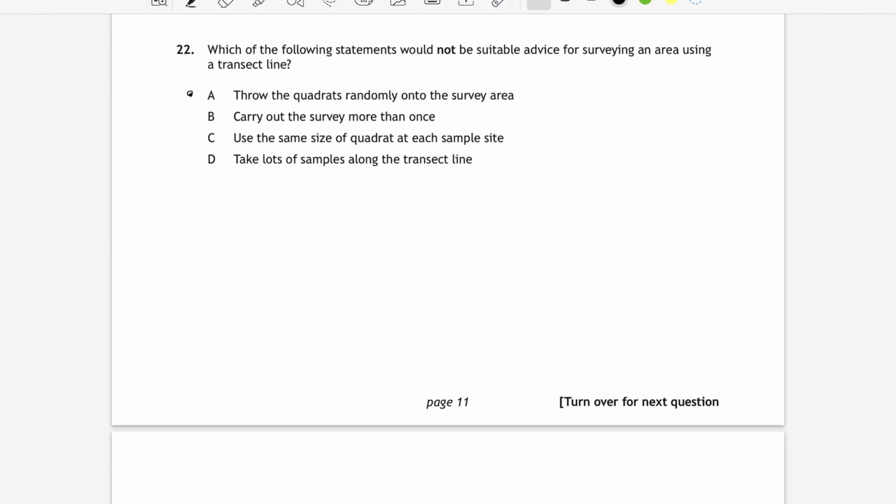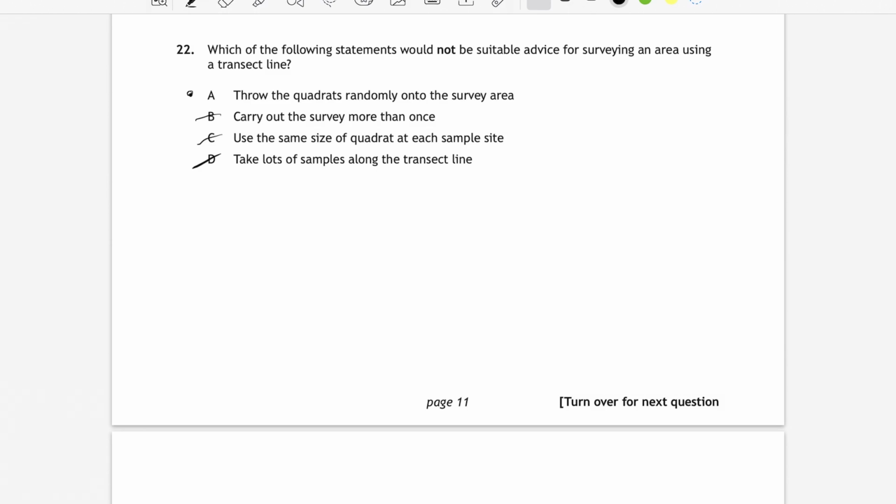Let's have a little look at B. Carry out the survey more than once. Well, that's actually good advice. I would definitely give that. So no, I would say that would be an incorrect answer. Use the same size quadrat at each sample site. Well, no, again, that's good advice. You don't want to be changing quadrat size. Take lots of samples along the transect line. Again, that's really good advice to give.